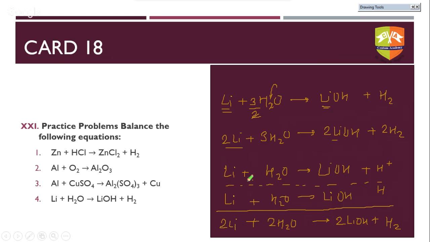One, by writing the number of atoms and trying to balance them. Second, writing in a fractional form. Sometimes when you're stuck in a fractional form, then the third method is that you actually see what the partial reactions are and try to balance them. So this is one quick method.